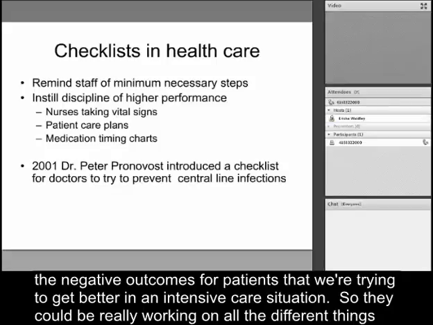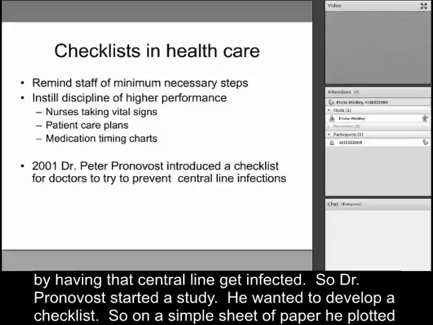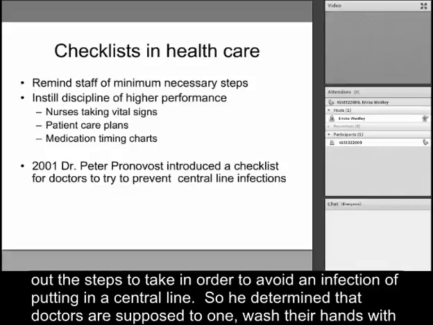So they could be really working on all the different things that were going wrong with the patient or that the patient's condition required. But when they put in a central line, they didn't want to add another problem by having that central line get infected. So Dr. Pronovost started a study. He wanted to develop a checklist. So on a simple sheet of paper, he plotted out the steps to take in order to avoid an infection with putting in a central line.